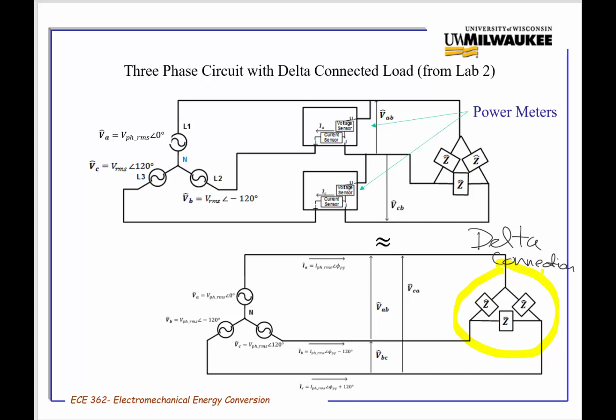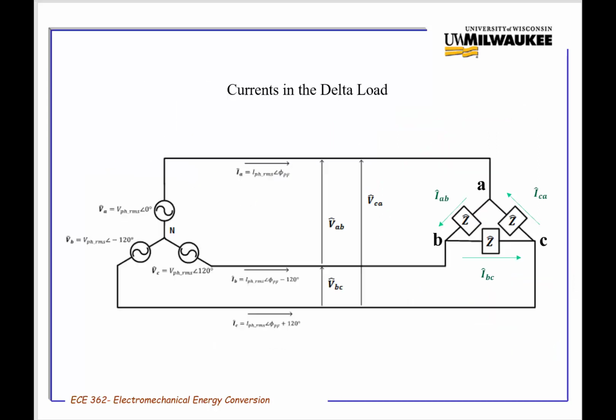Instead of connecting each load from the line A, B, C to a neutral point, which exists over on the load side, I connect each load from A to B, B to C, and C to A. So what happens with a delta circuit?